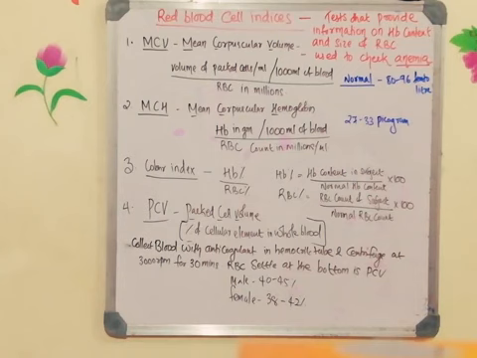That is another test which is used to identify the amount of hemoglobin in one RBC. First one is the average volume of a single RBC. Second one, we are going to check the amount of hemoglobin in one RBC. Usually it is expressed in picograms. Normal value is 27 to 33 picogram. If it is less, that means a person has anemia.